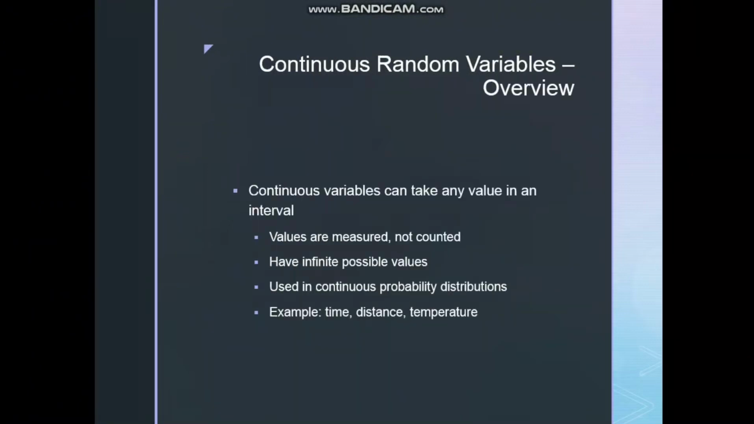This is a lecture where we study continuous random variables. Continuous random variables can take any values within a given interval. Unlike discrete variables, continuous variables are measured, not counted. They can take infinitely many possible values depending on measurement accuracy. Examples of continuous random variables include time, distance, height, and temperature.